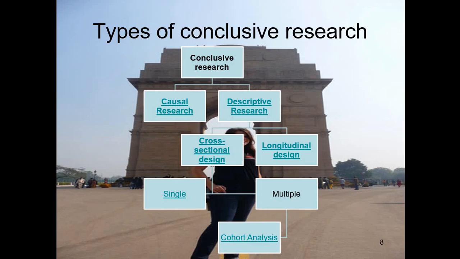So that will come under a multiple cross-sectional design. Single cross-sectional design: suppose you go to Maharashtra, and then in Maharashtra you perform a study on the consumption pattern of the people of Maharashtra or a particular district of Maharashtra. That is an example of a single cross-sectional design.